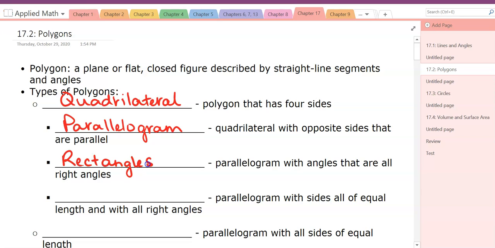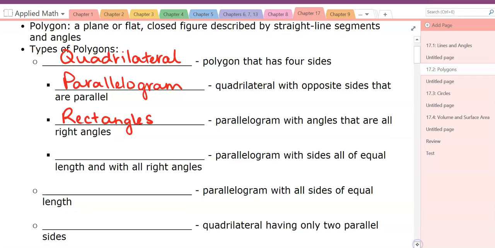So rectangles are a type of parallelogram, but it has all right angles. Now if you have a parallelogram that has all right angles and all equal sides, so it has to have both of those things, so that keyword there is "and," that's how we get a square. So those four are the really basic shapes, and then we do have a couple other quadrilaterals and other shapes out there that you'll see a lot of.